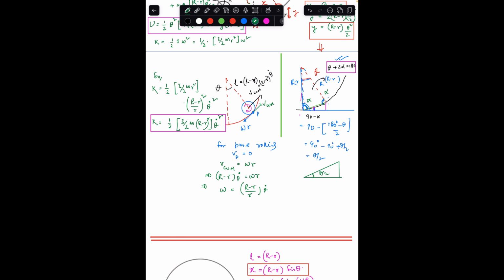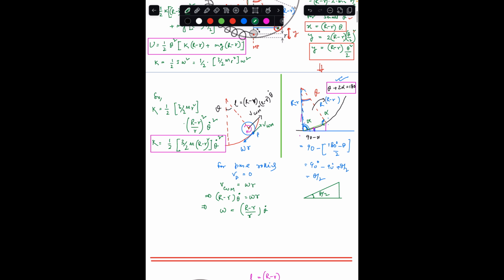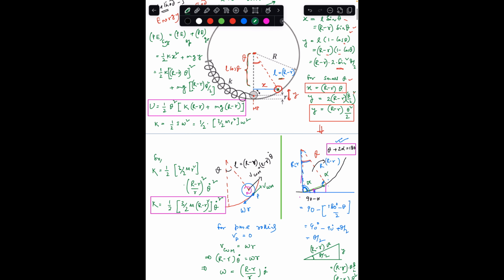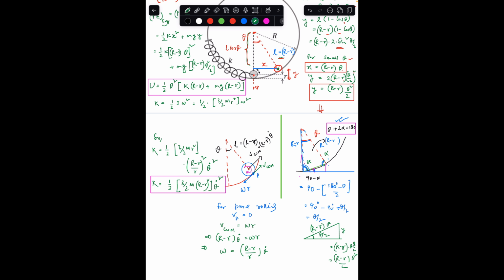Correct? So if this angle is theta by 2, correspondingly we can calculate the corresponding value of y, because this one is how much? This one will become R minus r into theta. This is y. So y will become how much? (R minus r) into theta by 2. So that becomes (R minus r) into theta square by 2. So there are two different perspectives of calculating the same angle. Now coming back to the question.